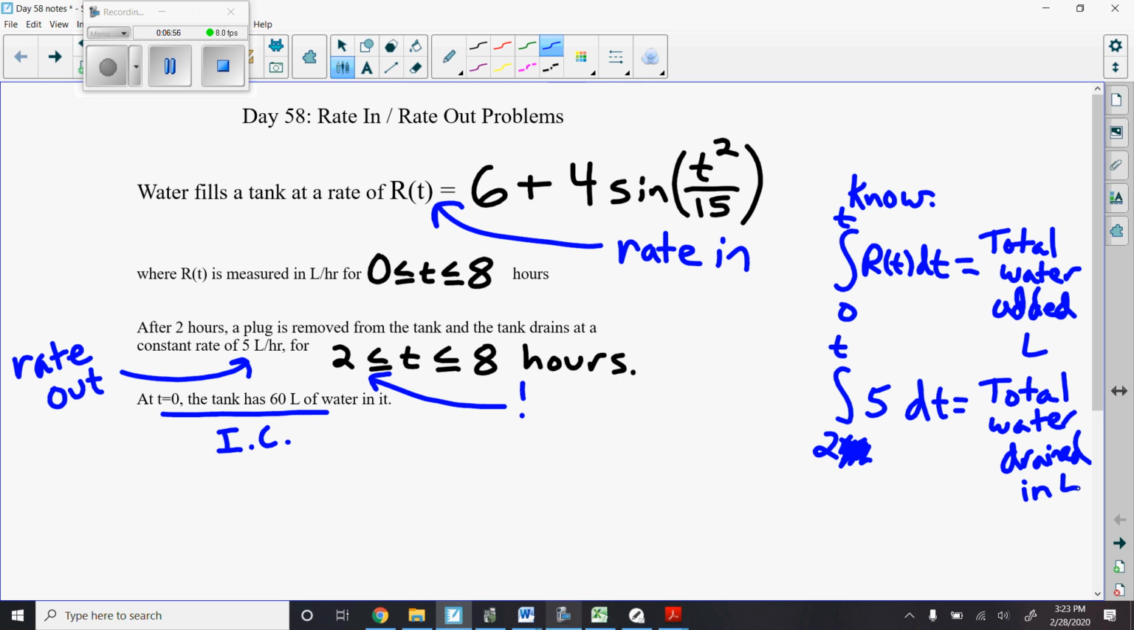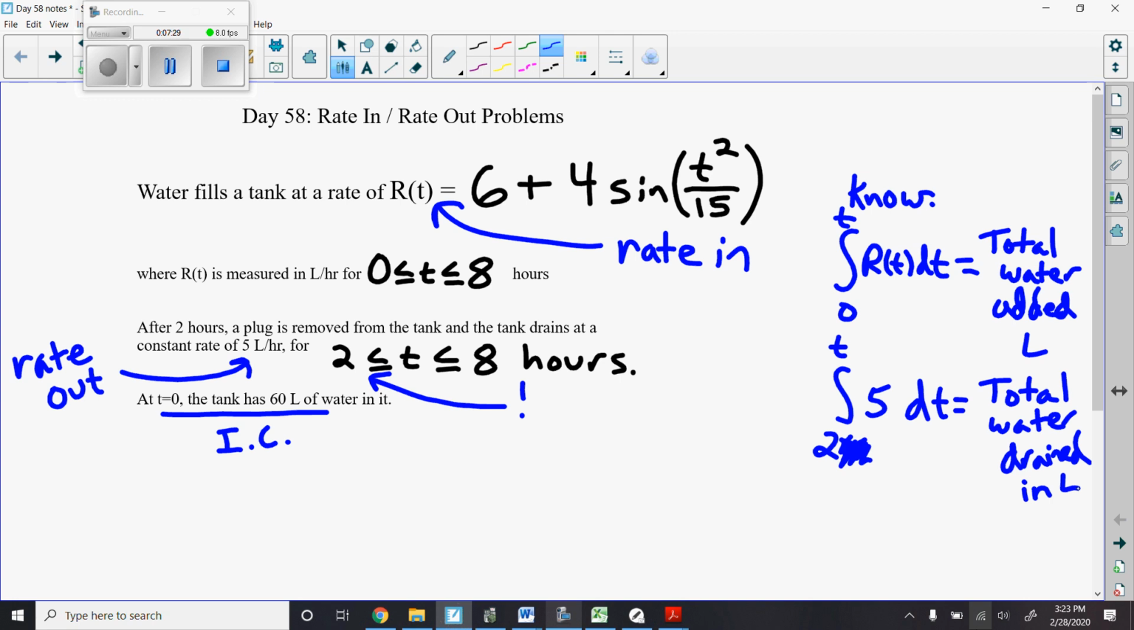Okay. But what I want us to think about here is what if we wanted to know the total amount of water in the tank? Well, we need to consider 3 things. I need to consider what did I start with, how much was added, and how much was drained. Okay, so what I want us to get in the habit of doing is I want to write an amount equation. Okay, and here's what I know.